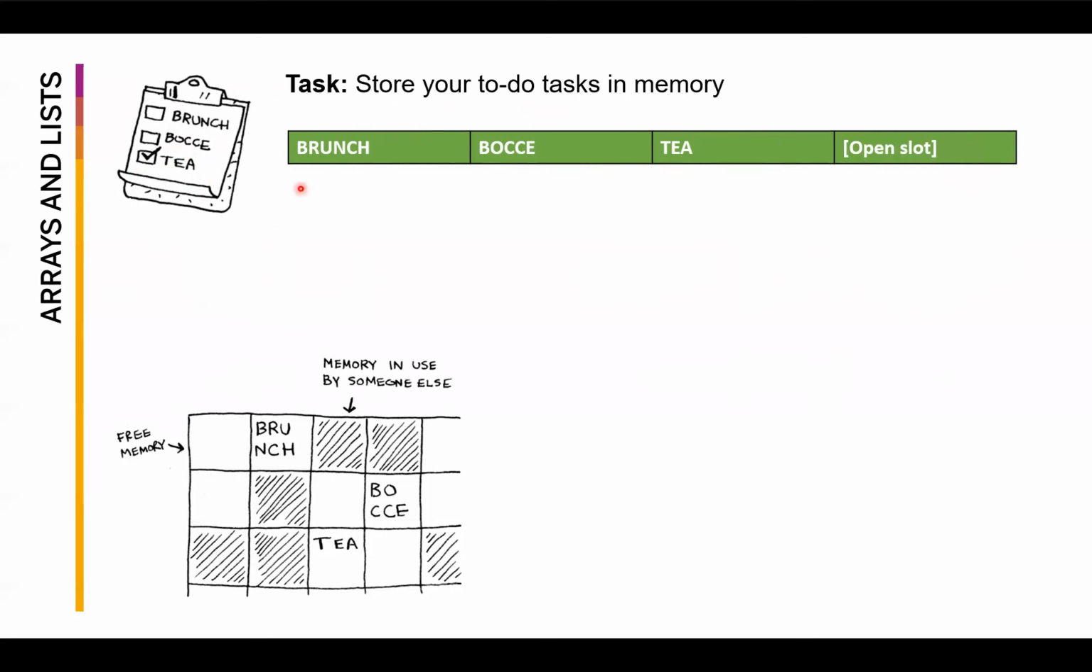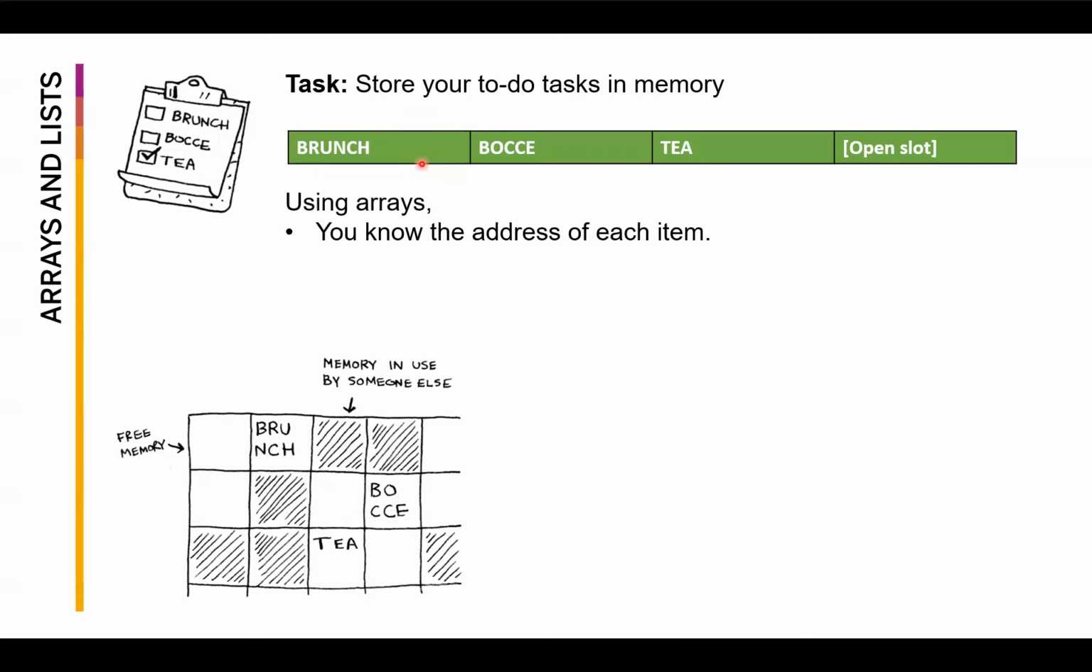So this is an example of an array. When we are using arrays, you know the address of each item. So you know that brunch is located at index 0, bocce is located at index 1, tea is located at index 2, and we have an open slot at index 3. I'm just using index to simplify the reference, but what we are actually referring to is the actual address in the memory. So it's not just index 0, but what exactly is the memory address behind that index 0.